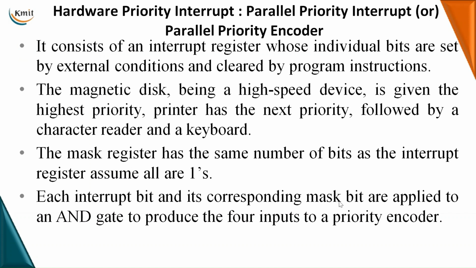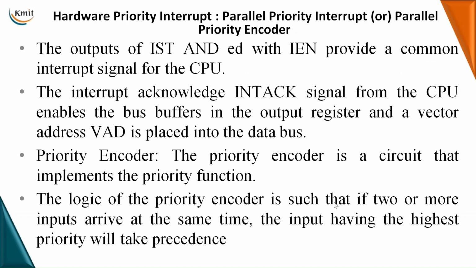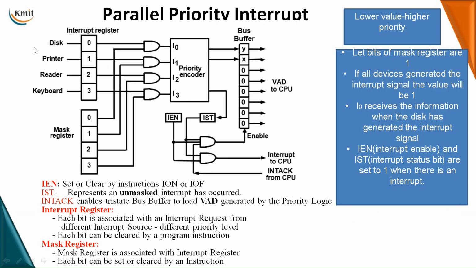The next method of hardware priority interrupt is the parallel priority interrupt, which we also call a parallel priority encoder. If you look at the parallel priority interrupt, we have two registers here: an interrupt register and a mask register.